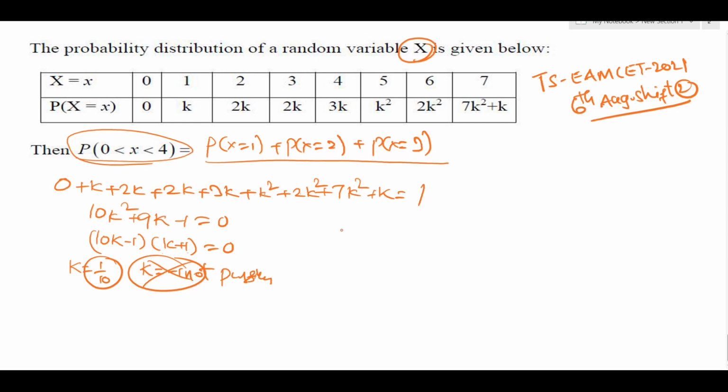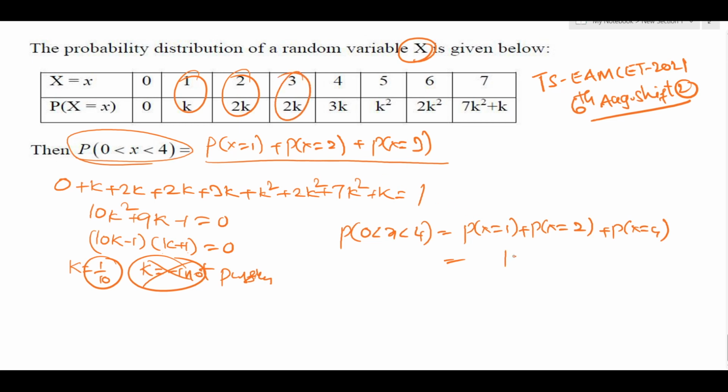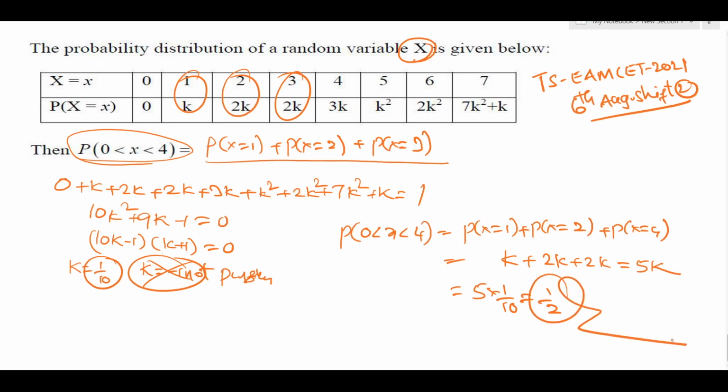Now we find the value of probability of 0 less than x less than 4. That is equal to P of x equal to 1 plus P of x equal to 2 plus P of x equal to 3. The P of x equal to 1 value is given, that is k, 2 is 2k, 3 is 2k. This is k plus 2k plus 2k, that is equal to 5k. So 5 into k value 1 by 10 is equal to 1 by 2.